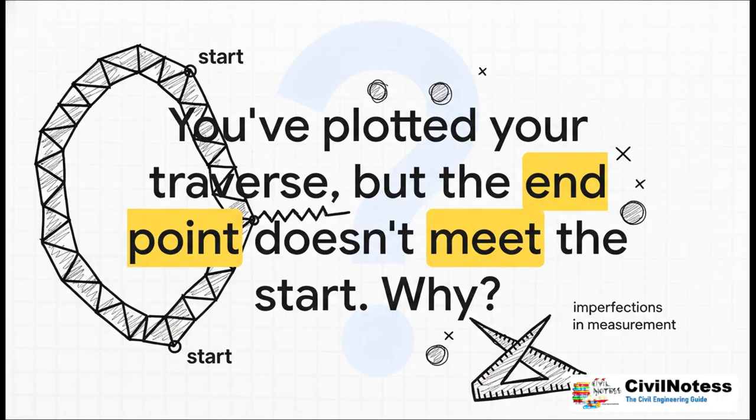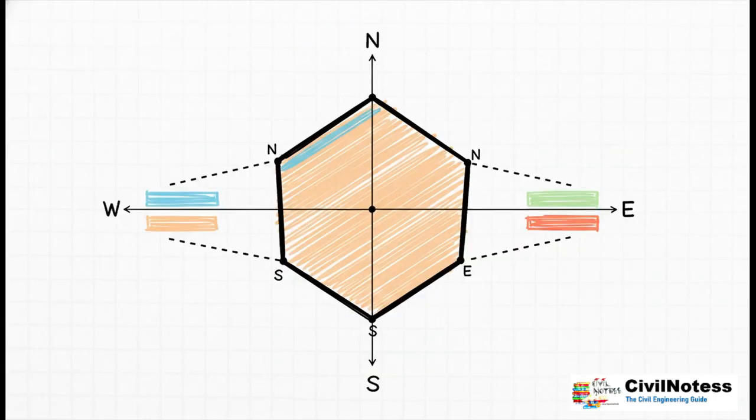It happens on pretty much every real survey because of tiny, unavoidable mistakes in measuring both the angles and the distances. Here's the key idea. In a perfect mathematical world, if you add up all your northings and then subtract all your southings, you should get 0. You should end up exactly where you started on the north-south axis.